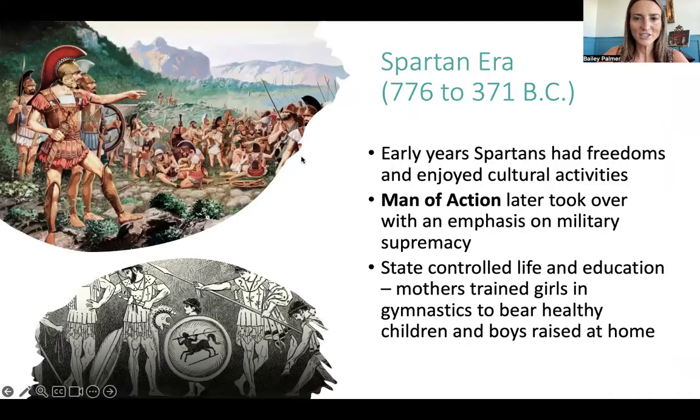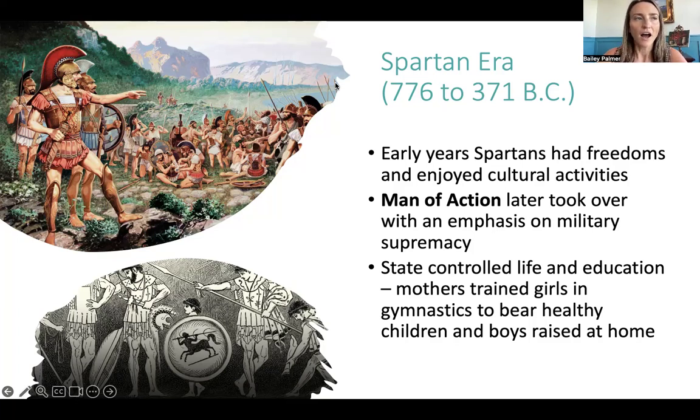All right, next let's get into the Spartans. The Spartans versus the Athenians is actually one of my favorite stories. We're looking later in our time frame, 776 to 371 BC. If you're familiar with Sparta, it is a city-state in Greece. There were several city-states at this time. Sparta was one of the largest, as well as Athens. And so again, you're probably familiar with those.